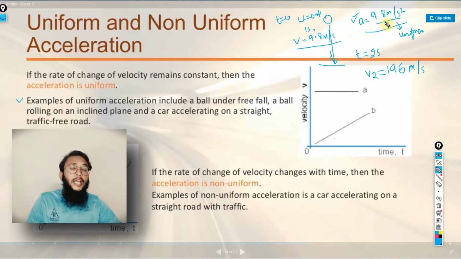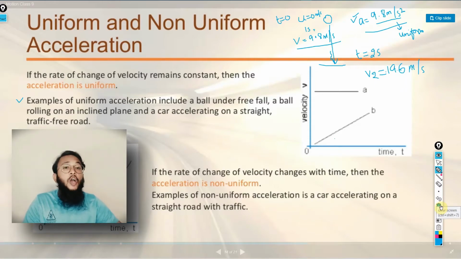After 1 second it will be 9.8 meter per second. After 2 seconds it will be double of that. After 3 seconds it will be again 9.8 added, right? So that is uniform acceleration. If the acceleration is positive, this gets added, and if the acceleration is negative, this gets subtracted. Alright, so let's have a look at non-uniform acceleration.